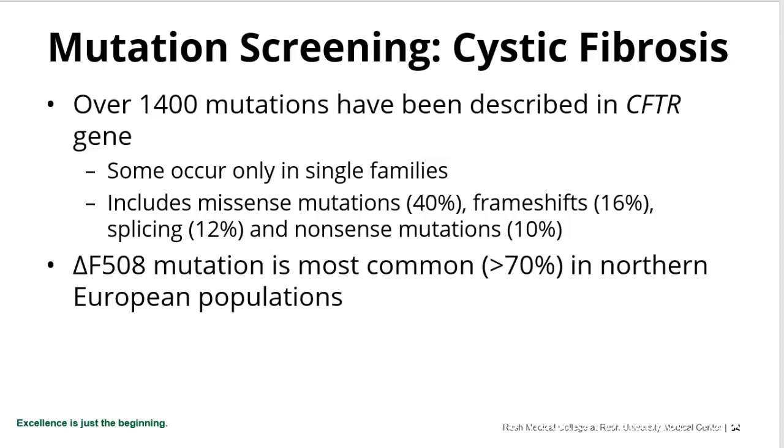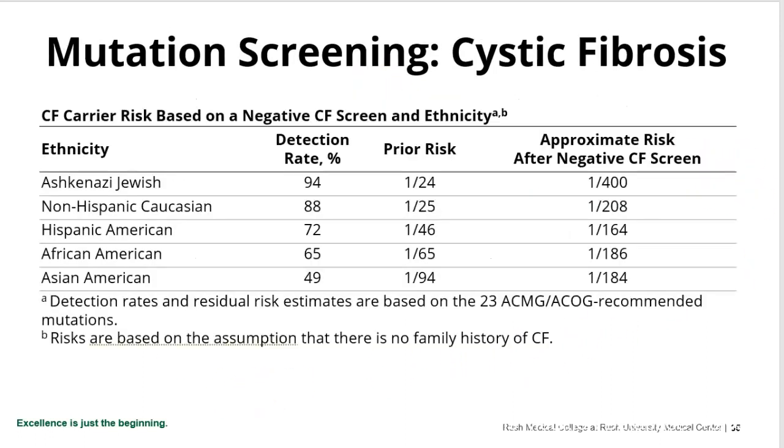So one thing I want to talk about is mutation screening. Unlike sickle cell anemia, in cystic fibrosis there are over 1,400 different changes in the CFTR gene that can result in the function of the gene not working. Some of these changes are only seen in certain families. These include missense, frameshift, splicing, and nonsense mutations. But delta F508, which is a deletion of 3 bases, is the most common, in 70% of individuals of Northern European descent.